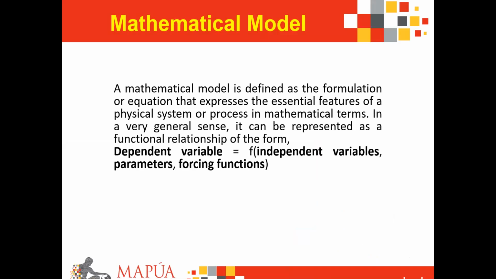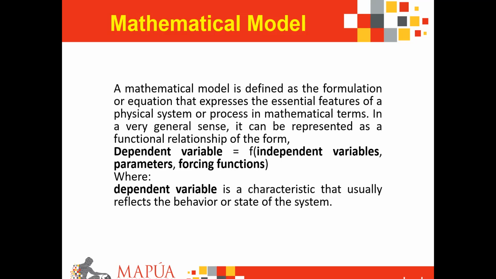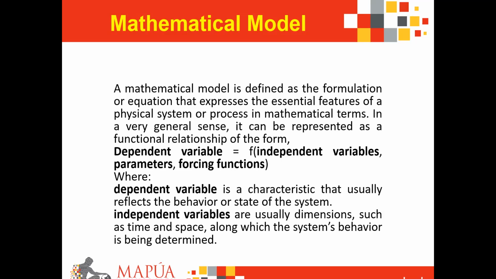A mathematical model is defined as a formulation or equation that expresses the essential features of a physical system or process in mathematical terms. In a very general sense, it can be represented as a functional relationship in the form of a dependent variable, which is equivalent to the function containing independent variables, parameters, and forcing functions, whereby your dependent variable is referred to as the characteristic that usually reflects the behavior or state of the system.